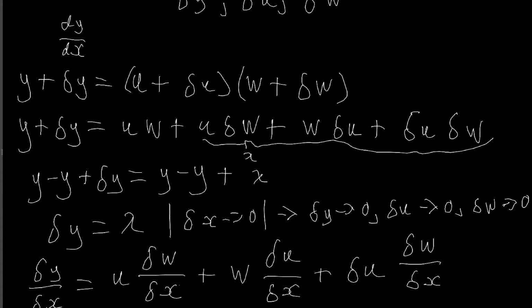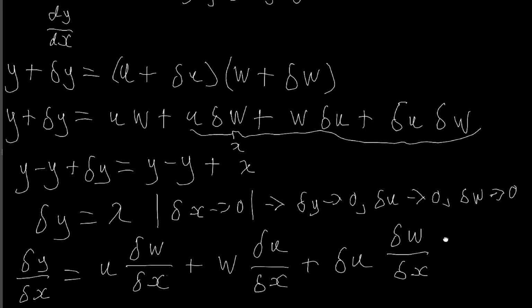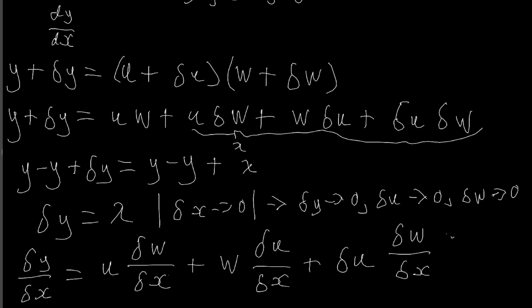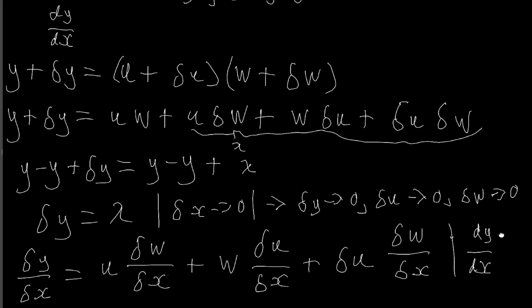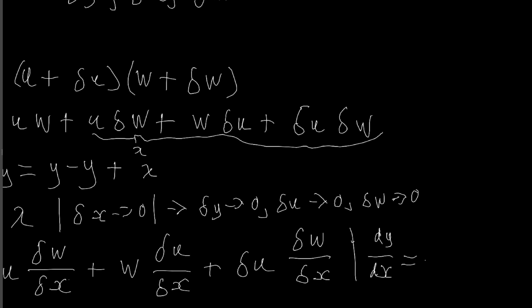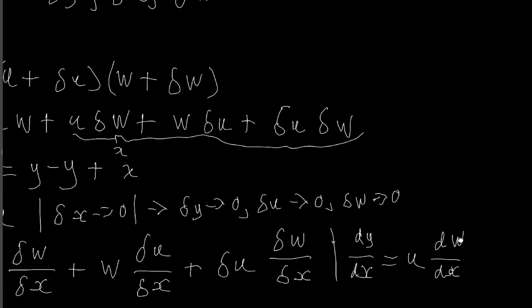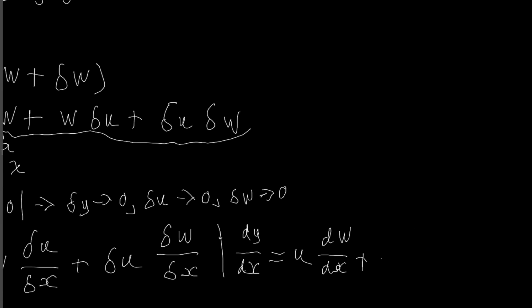And from this perspective, we're going to take this equation and consider what happens as delta x approaches 0. Now, from our first principles of differentiation, we know that delta y over delta x is going to become our derivative, dy over dx. And then this is going to be equal to u multiplied by dw over dx, plus w multiplied by du over dx. And then we have a bit of a problematic final term here.